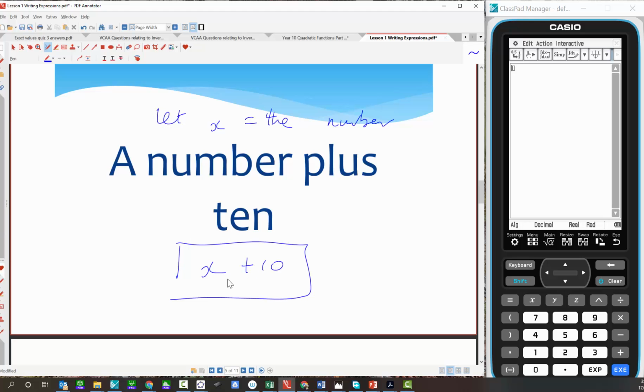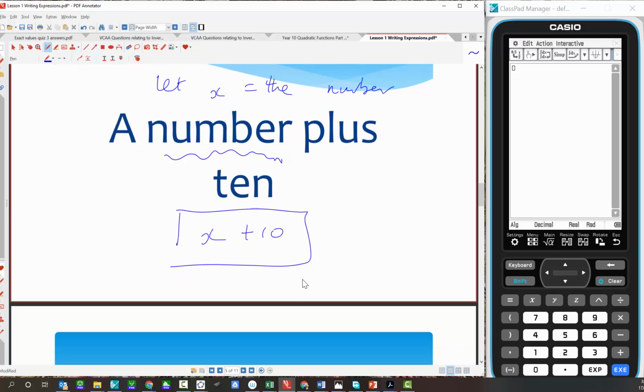So x plus 10. Now remember, I can't proceed further on this until someone says, oh, and the number is blah, blah, blah. So x plus 10 is the only answer I can provide for this. And again, this is what we call an expression.